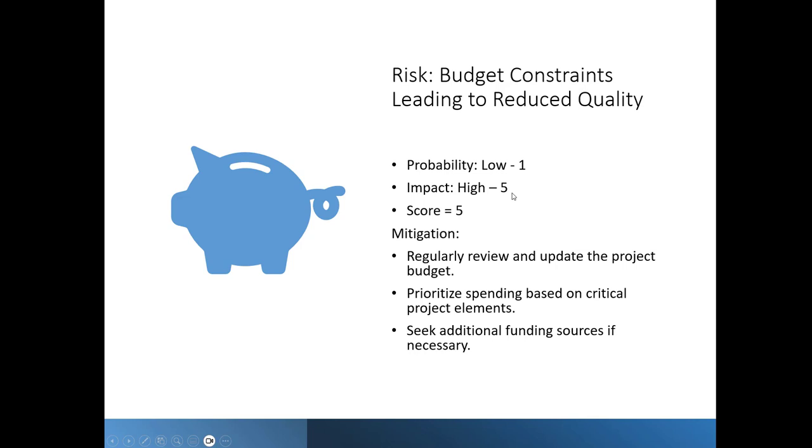The impact of this would be a 5, so meaning that if the budget was greatly reduced, the severity of this project, say, going under, is probably quite high. So I scored it at a 5. So the way we can mitigate that, the overall score is a 5. So 1 times 5 is 5. The score would be a 5.